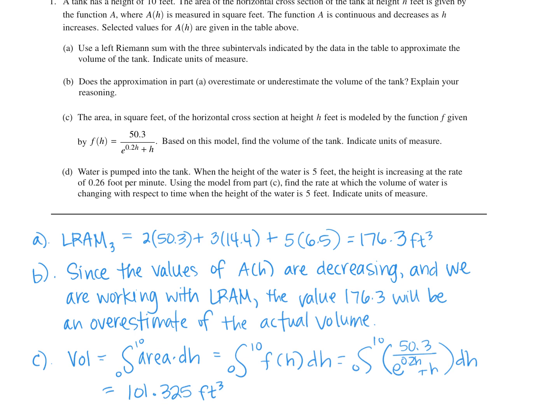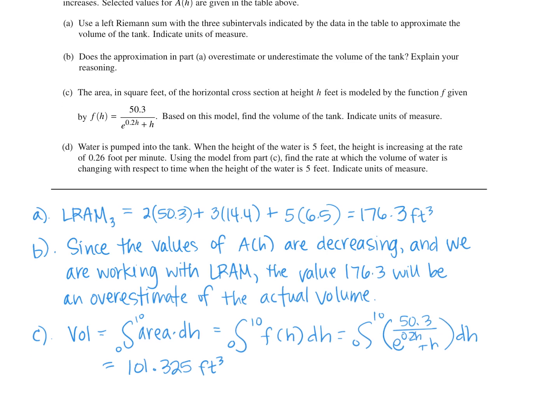Our original was a 176.3. Our integral is much more accurate. We were wildly overestimated by a lot. But that stands to reason. We were only doing 3 rectangles. If we'd had more data, if we had 6 rectangles or 10 rectangles or 30 rectangles, we would have had a much more accurate answer. But with only 3, you're going to have quite a bit of inaccuracy.